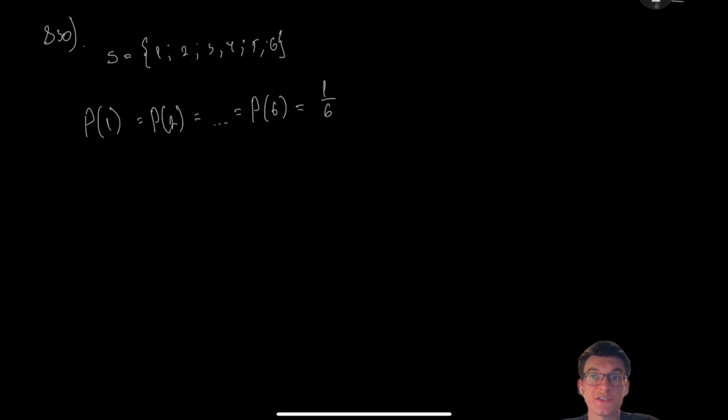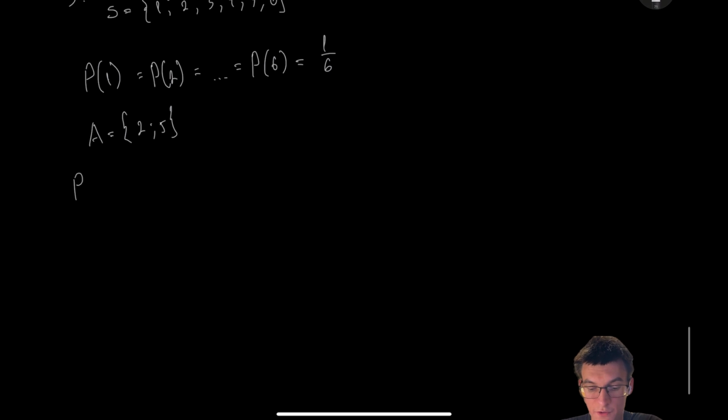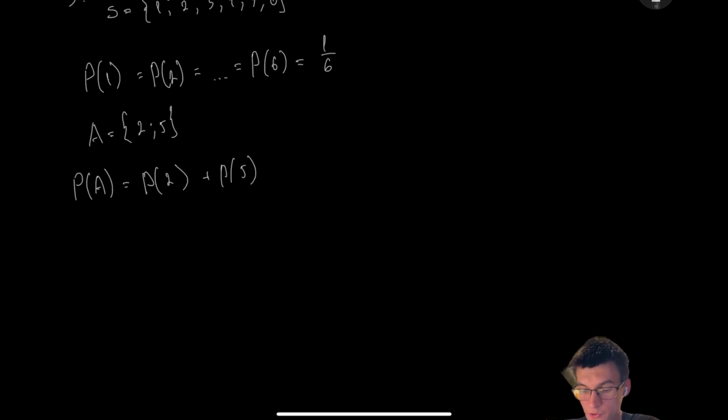An event is just a subset of a sample space. For example, the event of rolling 2 or 5 can be represented as event A, which is a subset of the sample space, the set of 2 and 5. To find the probability of this event, we sum the probabilities of the individual outcomes that make up this event. So the probability of 2 plus the probability of 5 equals 2 over 6, which equals 1 over 3. This calculation shows that there is a 1/3 chance of rolling either 2 or 5 on a fair die.